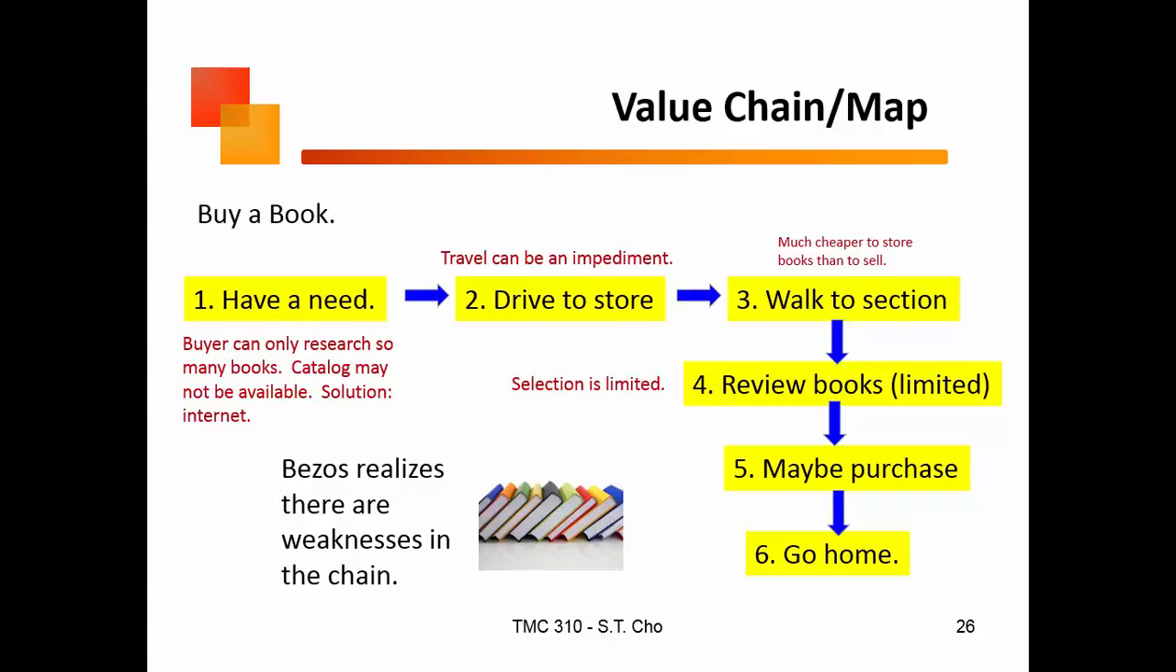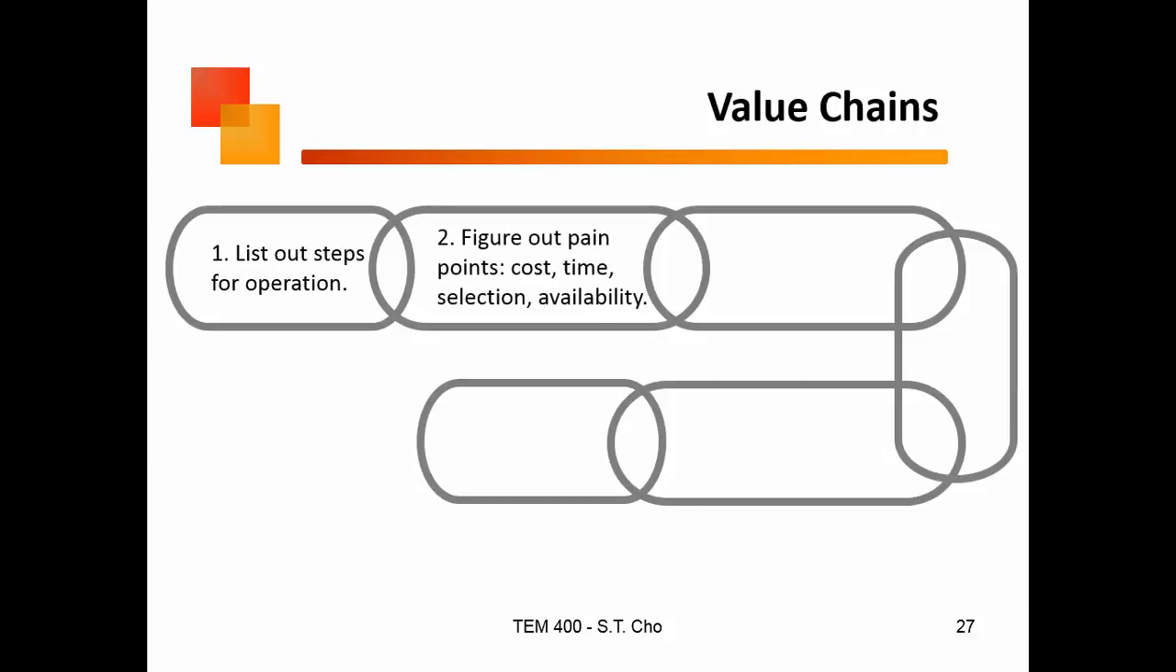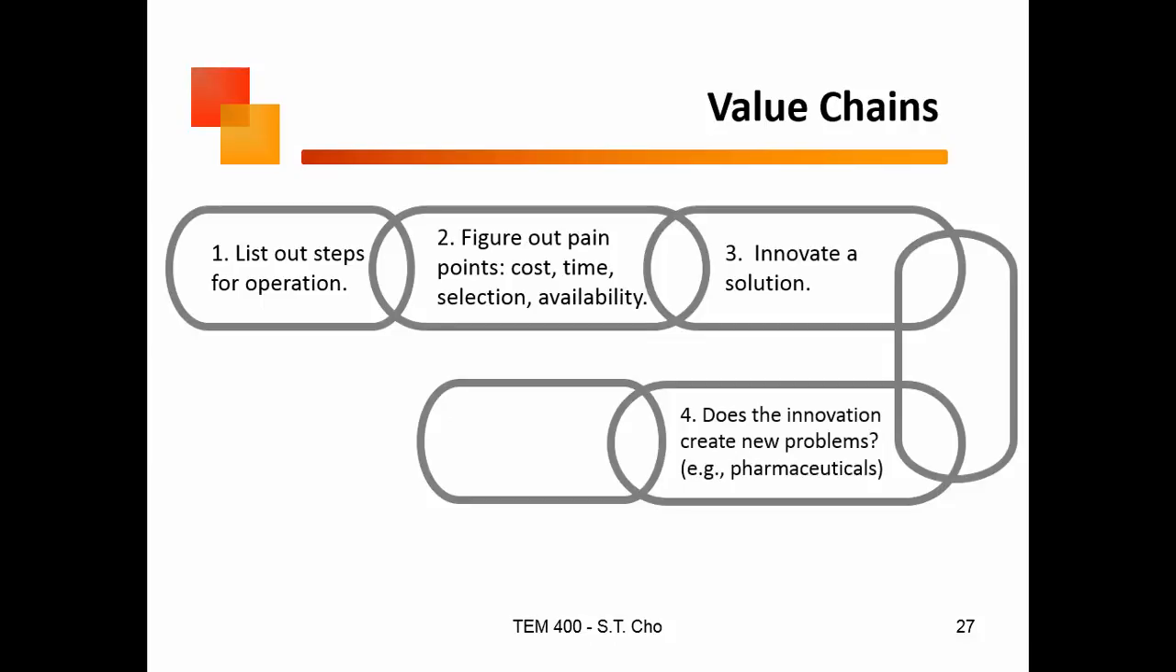And so what did the guy do? He started Amazon. But he thought beyond just selling cheap books. Ultimately, he didn't want to be just a bookstore. He realized that these kind of values can be applied to selling any products. And so in terms of value chains, what you want to do is list out the steps of operations. Look at those steps and figure out where the pain points are. Think of how you can come up with a solution.